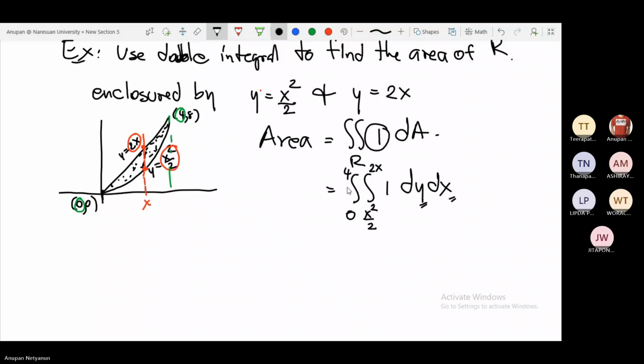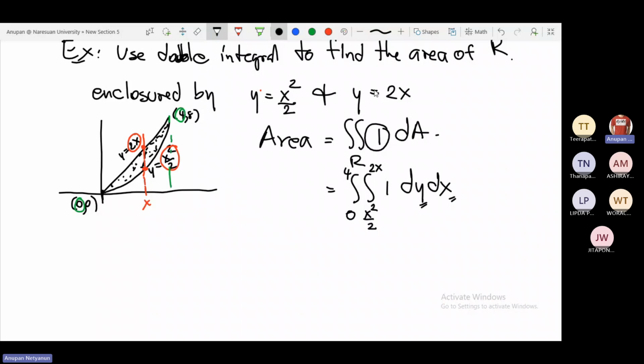Now, you can see that for this particular problem, you can do the integration with respect to y. It's going to be a good choice because the function is in the form of y equal to, right? It's good for the running number, okay?